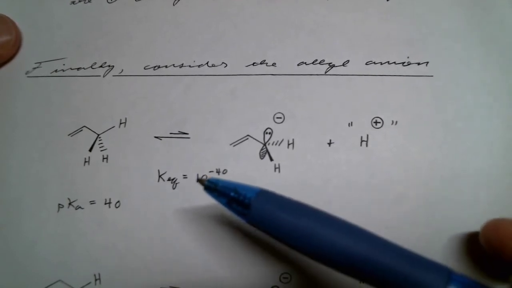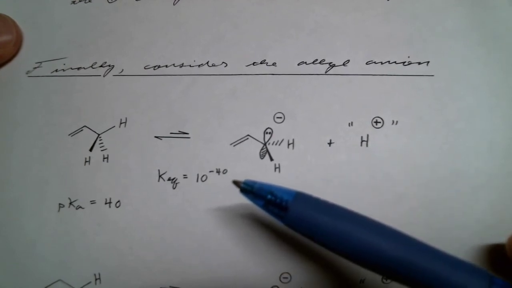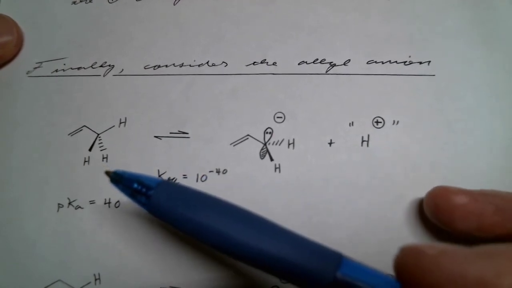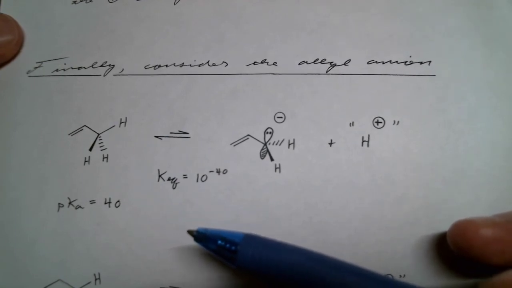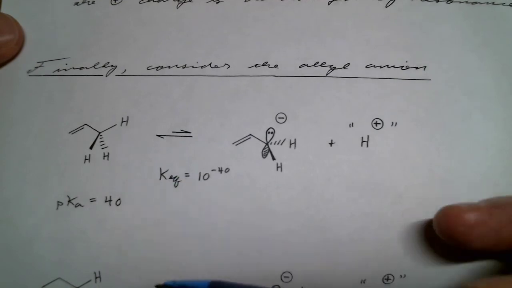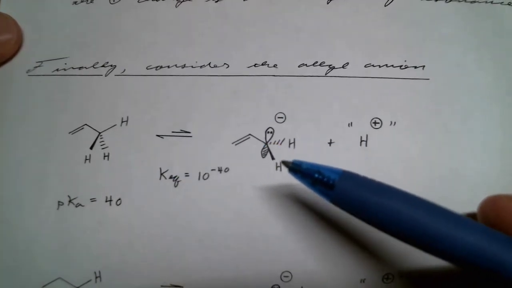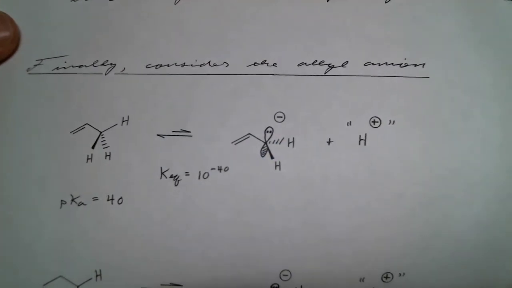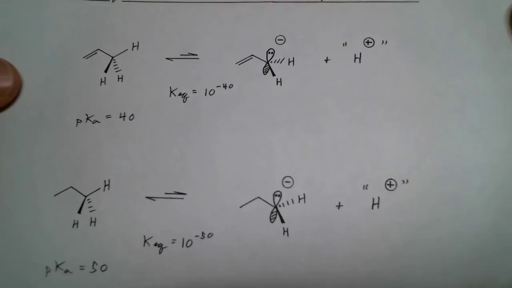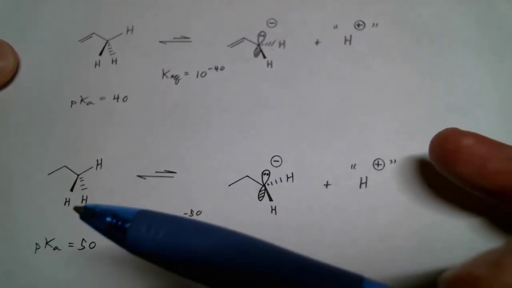That means the Keq for this reaction is 10 to the minus 40, which means propene is not very acidic, right? It's not a great acid. It's fairly neutral, right? And another thing this means is that our allyl anion is fairly basic if you're able to form it. But everything's relative. I think we teach you that in college.